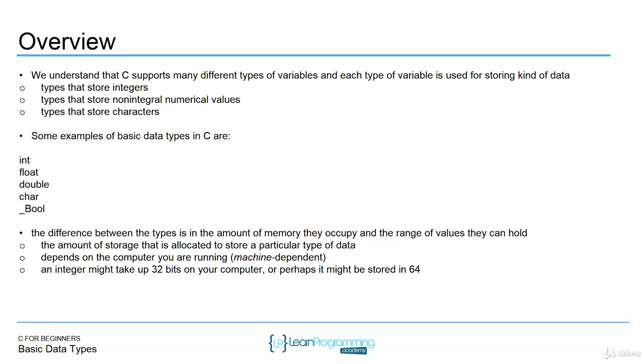So if I run a C program on a Linux system with different hardware versus a Windows system with certain hardware, an integer may be 4 bytes in memory, or it may be 8 bytes. Again, it depends. It's dependent on the machine you're running on, how much memory is allocated depending on the data that you want to store. So an integer might take up 32 bits, which is 4 bytes, or it might take up 8.